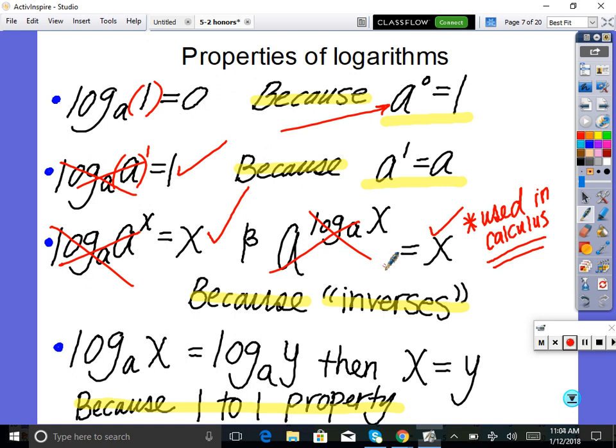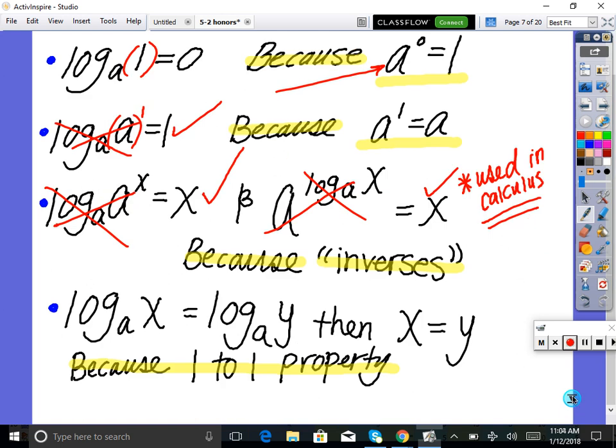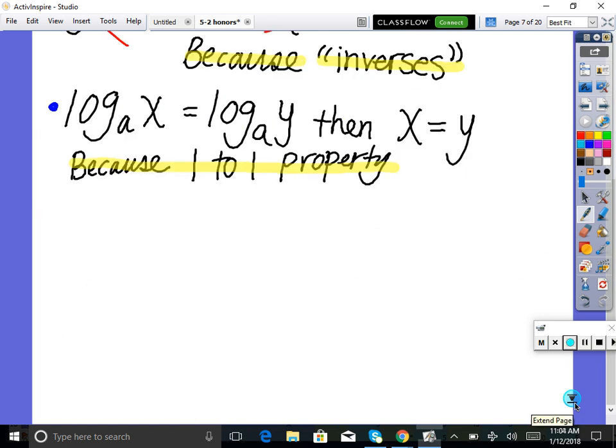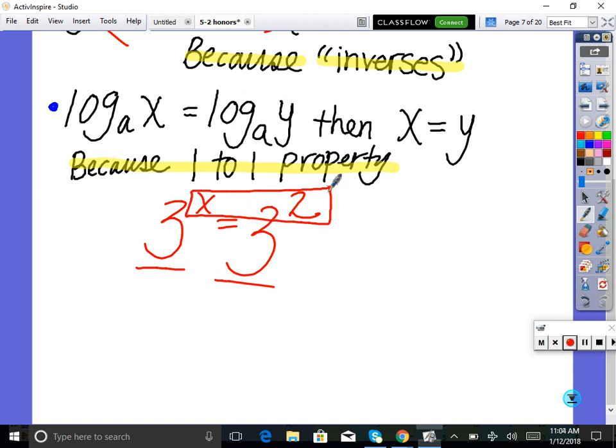All right. Now this is the same property we use for the one-to-one property of solving exponentials. If I have 3 to the x equals 3 to the second power, because we have the same base, we can just say x equals 2, right? So this is what this is saying. If you have log to the base a of x, and you also have log to the base a of y, because they're both log to the base a, you can then just say, well, x must equal y. Same idea.